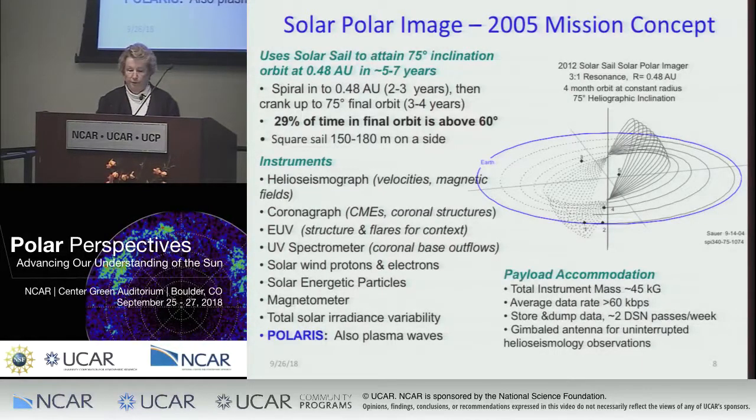It has instruments for all the science we've talked about, I think, except maybe not a soft X-ray, but obviously the coronagraph, EUV imager, spectrometer, solar wind instruments, magnetometer, and total solar irradiance. And in the Polaris version, it also had plasma wave. And there I have the list of the data and mass, et cetera.